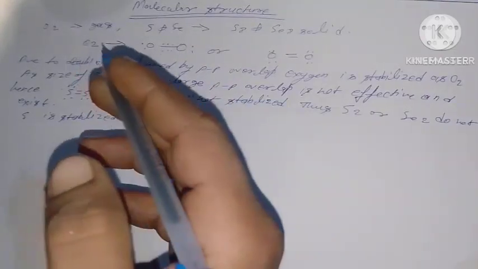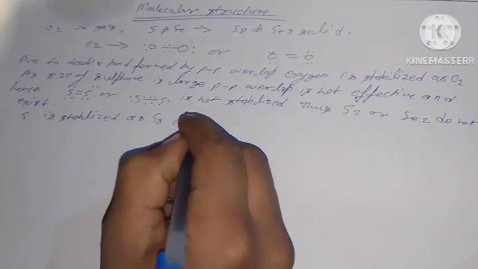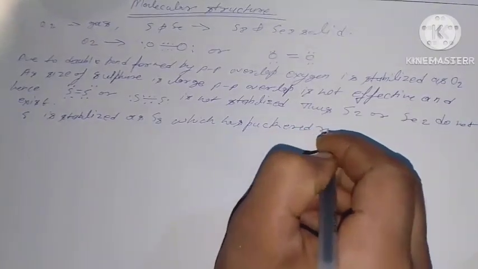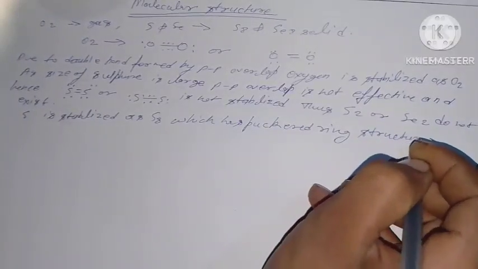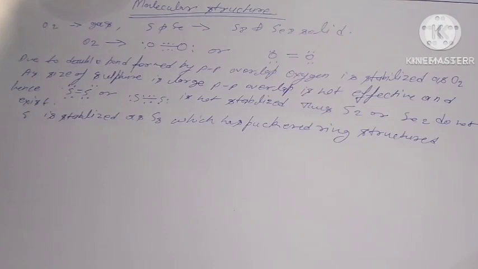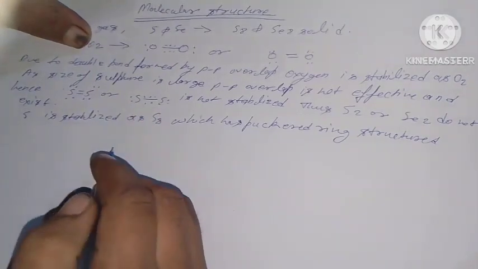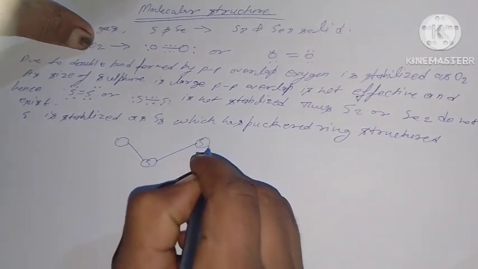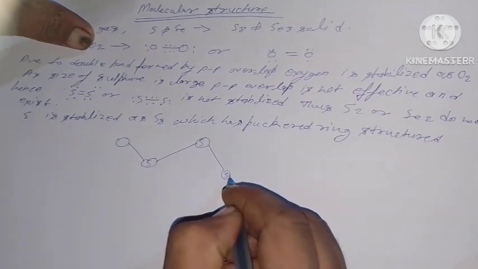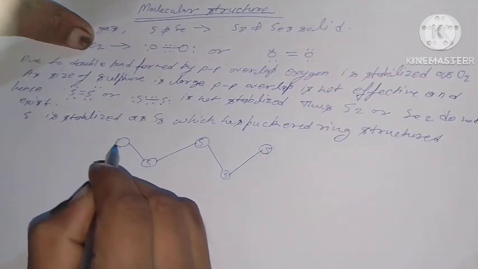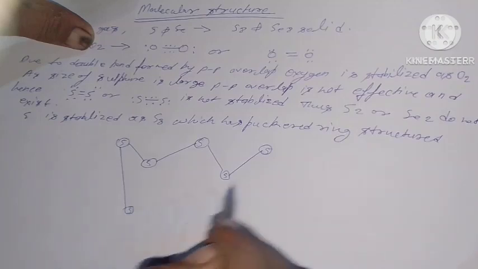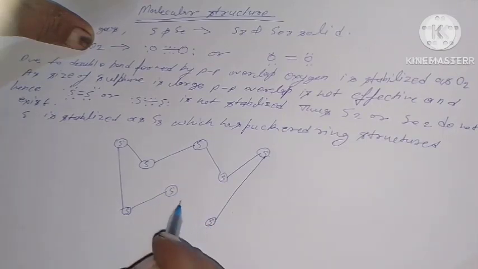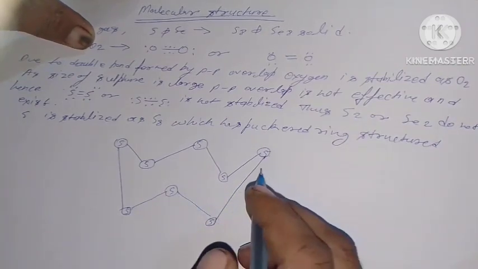Sulfur is stabilized as S8, which has a puckered ring structure, which has been shown in this figure. This is the puckered ring structure of S8 molecules.